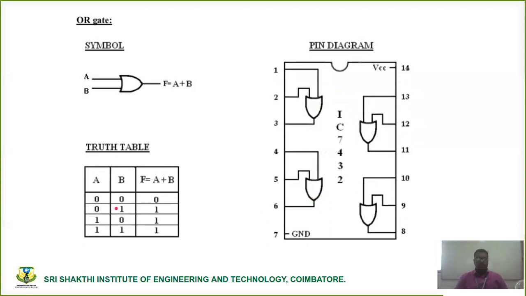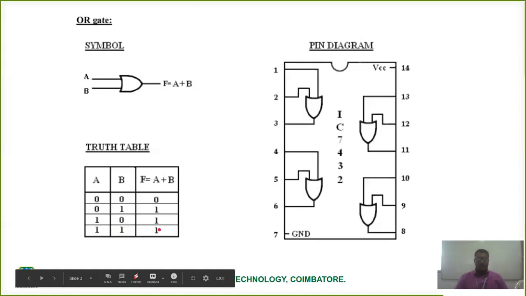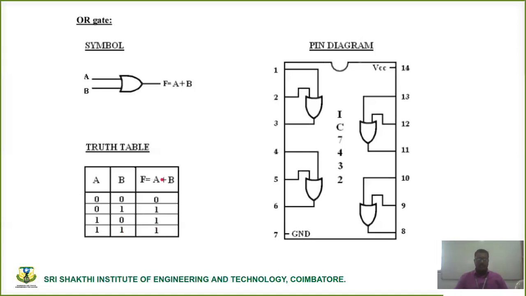Here the truth table: 0 and 0, my output will be 0. 0 or 1, right? We have to read it as 0 or 1. My output is 1. 1 or 0, my output is 1. 1 or 1, my output is 1. All right. So this is similar to addition.